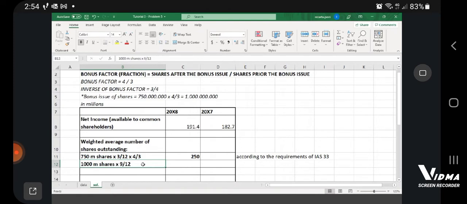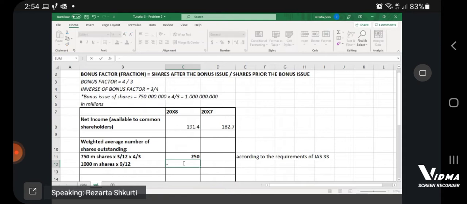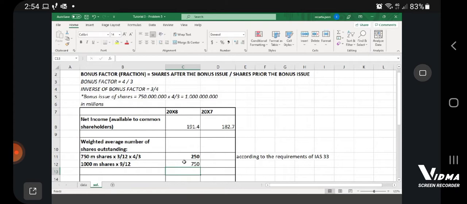Because this new number of 1,000 million includes the bonus issue. What we need to adjust with the bonus factor is only the opening balance, or the opening number of shares. So right here, let's make them with the formula in order to not make mistakes. 750,000, good. So the weighted average number of shares is 250 plus 750.